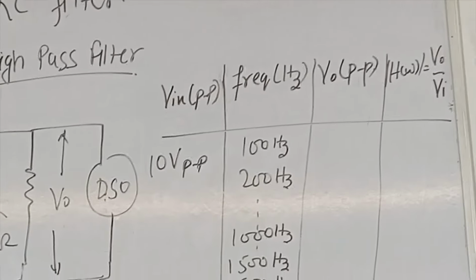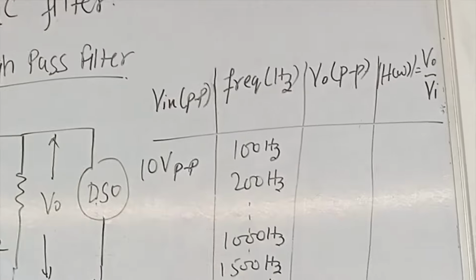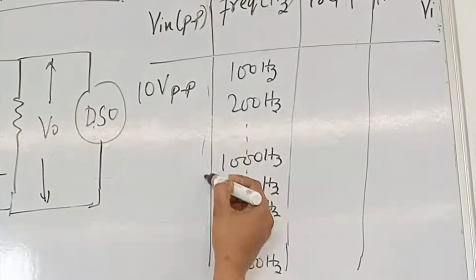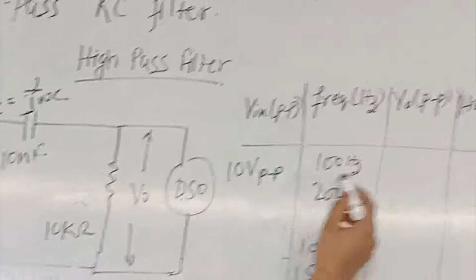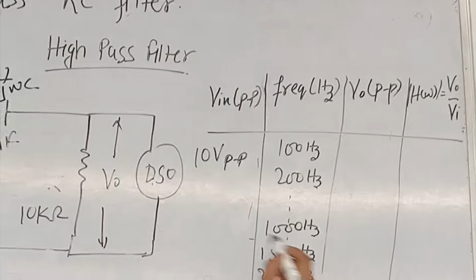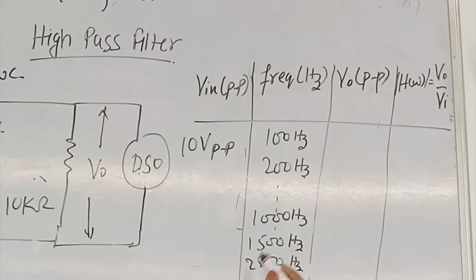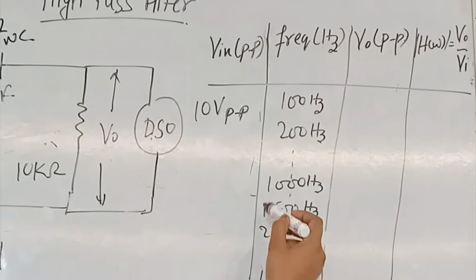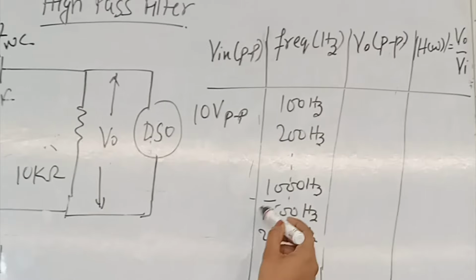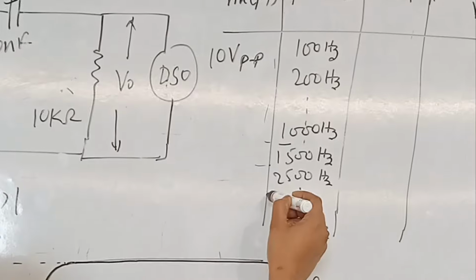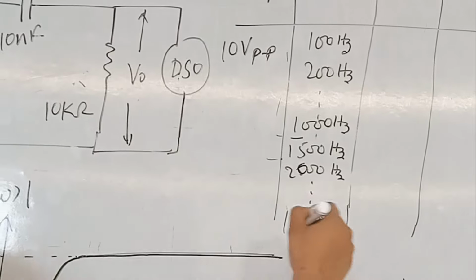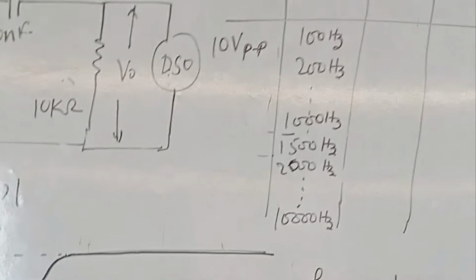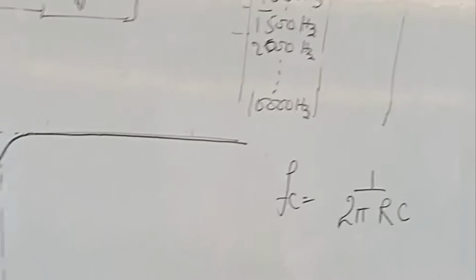So in this case, when you are varying the frequency, at the initial stage, the step size should be 100 Hz, means you take 100 Hz, then 200 Hz, till 1000 Hz. After 1000 Hz, you can increase the step size to 500 Hz. So after 1000 Hz, you can take 1500 Hz, 2000 Hz, then 2500 Hz and so on, and go till 10,000 Hz. So this way we can perform it.